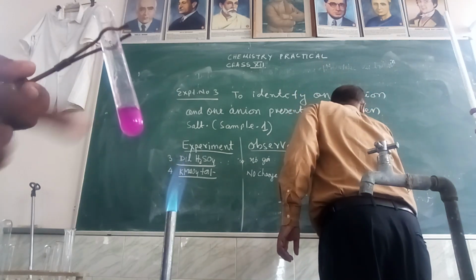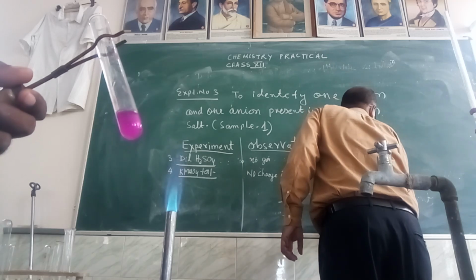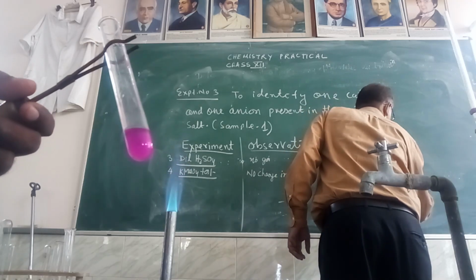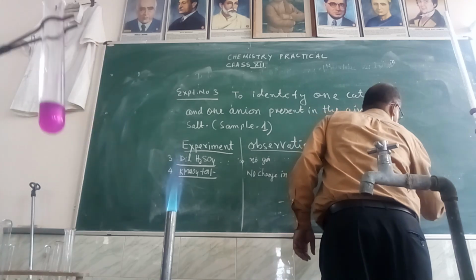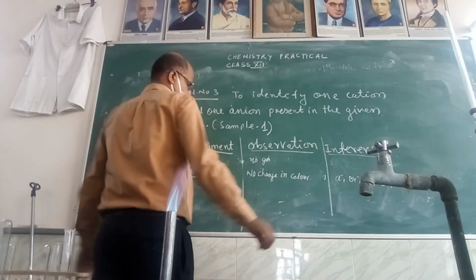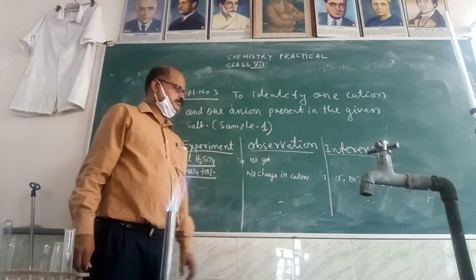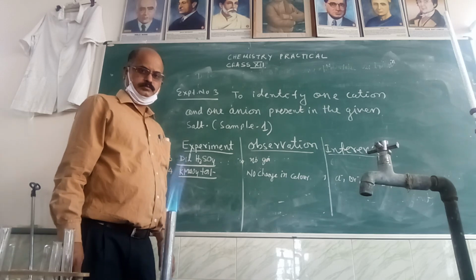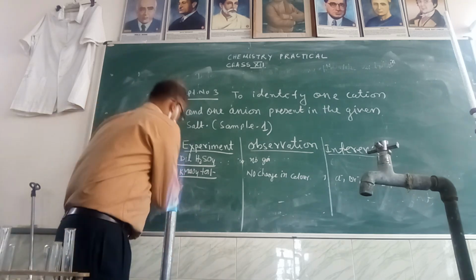But the color is not decolorized. It means that chloride ion, bromide ion, iodide ion, oxalate ion, and Fe2 plus ions are absent. So we write in the inference column that they are absent. Okay, this is called a preliminary test for potassium permanganate solution. Then we will perform what is called the concentrated sulfuric acid solution test.